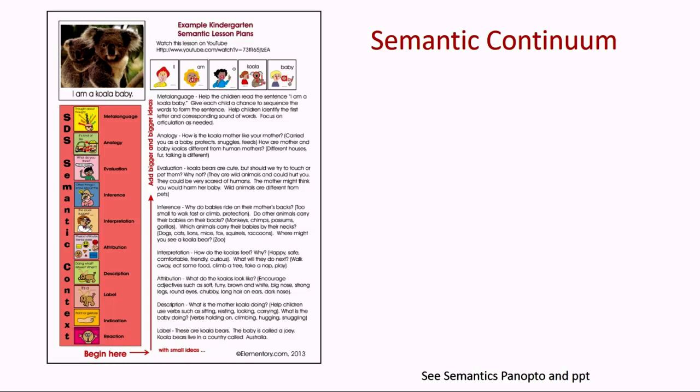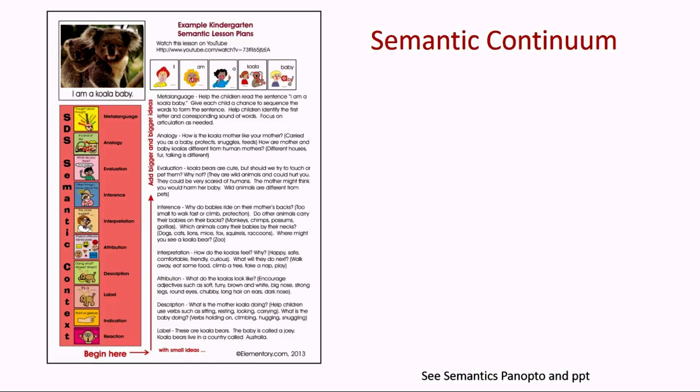Evaluations. Evaluations go into making value judgments. Koala bears are cute, but should we try to touch or pet them? Why not? Because they're wild animals, they can hurt you. They can be very scared of humans. The mother might think you're trying to harm her baby. Wild animals are very different from pets. So should we keep animals in the zoo or leave them in the wild? Should we have animal sanctuaries in places where animals are endangered? So these evaluation kinds of questions.